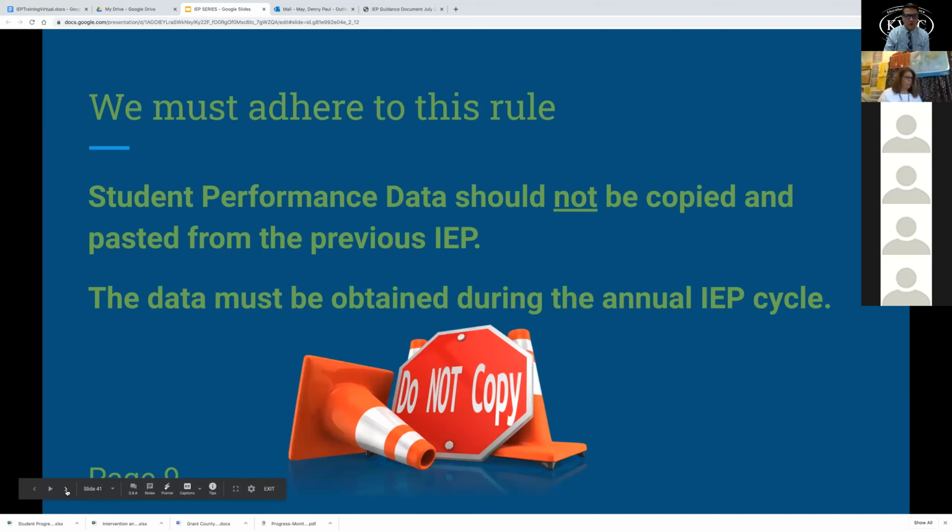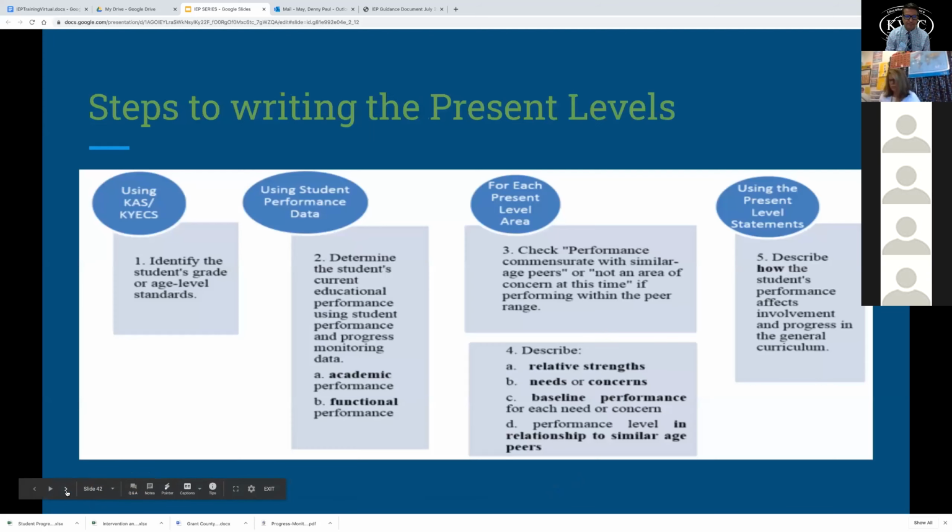We must adhere to this rule. Student performance data should not be copied and pasted from the previous IEP though. So we're looking at where they were with those goals, and then the data must be obtained during the annual IEP cycle. We don't want old data. We want current data that's within a year when we're talking about baseline.